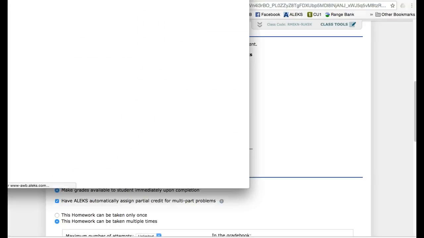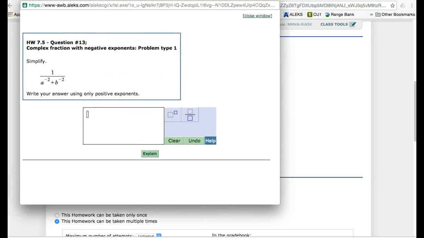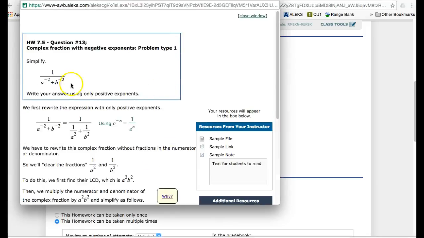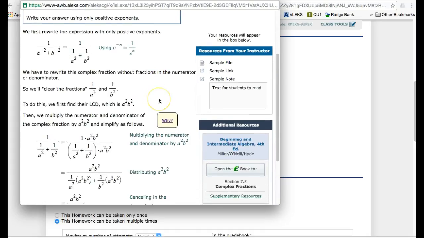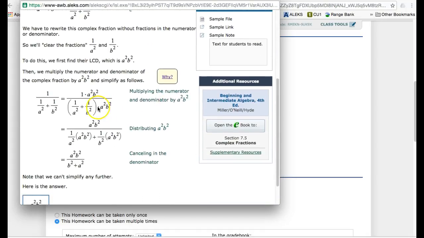Actually, let's take a quick look at the last problem on the homework. It's the same type of problem. You first need to create this complex fraction by rearranging these negative exponents here. Then you're going to have your LCD of a squared b squared, and you can read that here. And then you multiply each term by a squared b squared. That's here, here, and here. And you can see how it all cleans up.